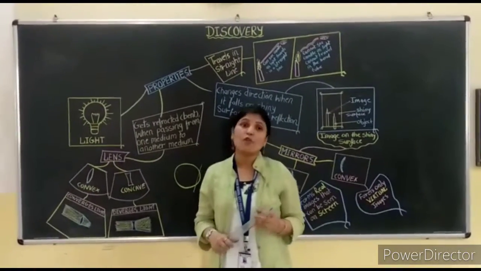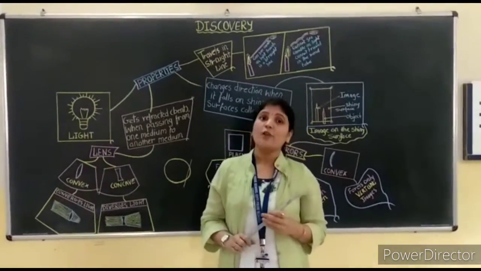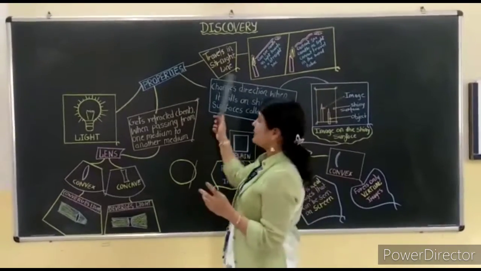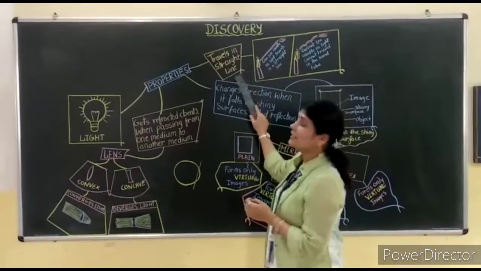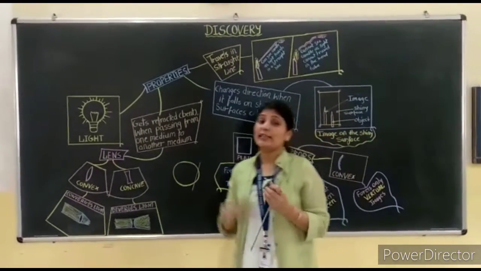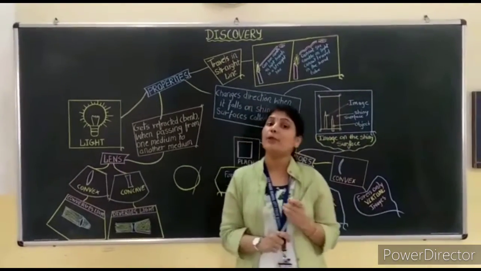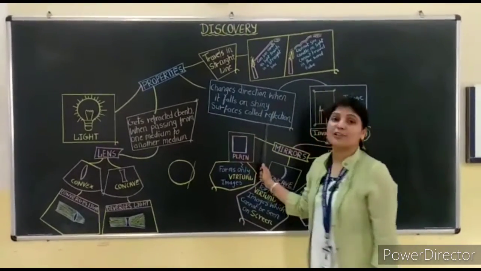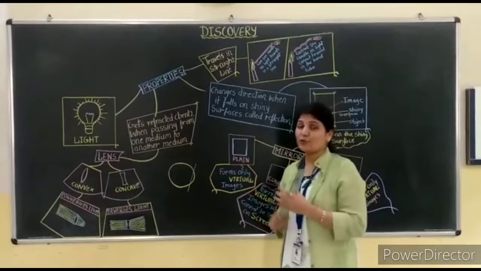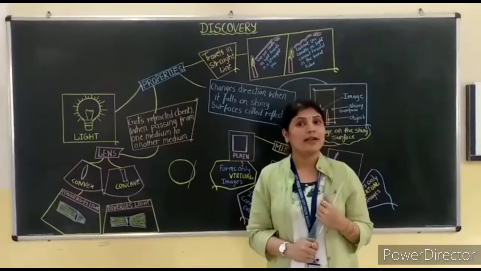Light is the source of energy, we know that. But today we are going to focus on the properties of light. One of the main properties of light is that light travels in a straight line. And we saw the rectilinear propagation of light in the pinhole camera last year. The second property of light is reflection of light. For that also we saw the periscope example, right?